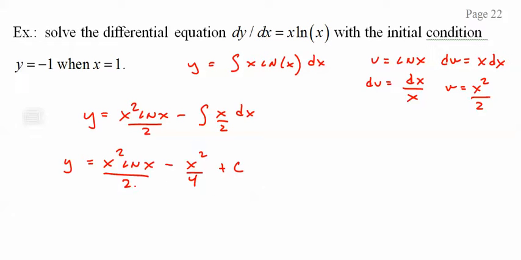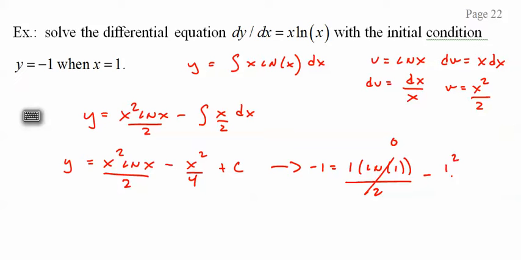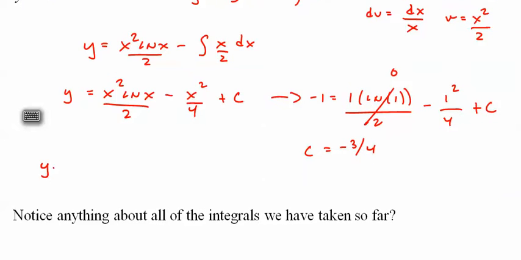My bad. Sub in y equals negative 1 to find our c value. Negative 1 equals, when x equals 1, 1 times ln of 1, which is 0, minus 1 squared over 4 plus c. So if we look at that, we're going to add 1/4 to both sides. We're going to get c equals negative 3/4. So there it is with an initial condition, just that extra step of finding out what the c value is.